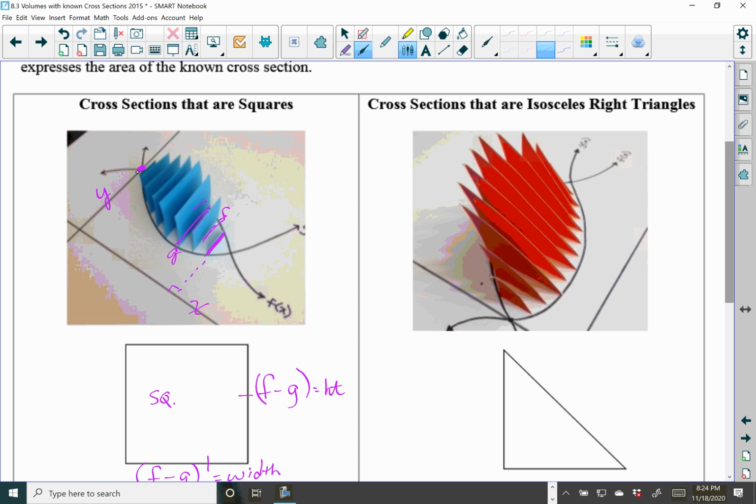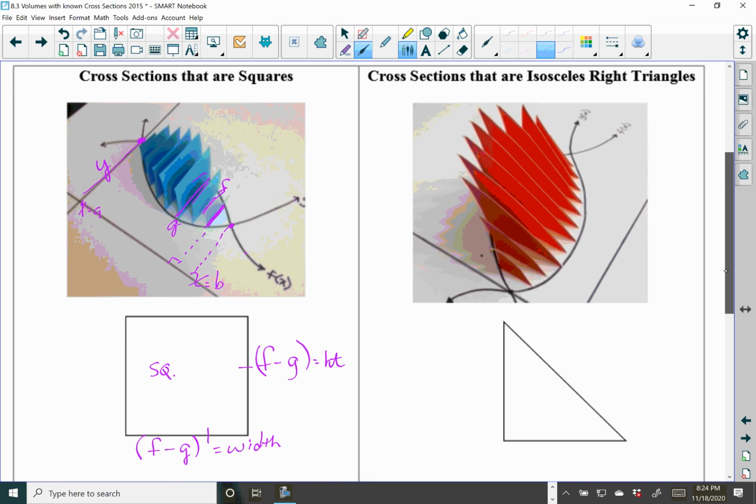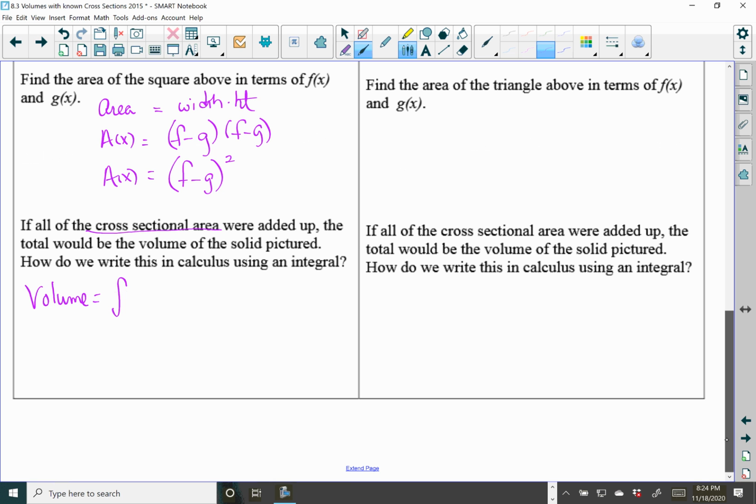I'm going to call this x equals a. I see it's really 0 there, but I'm just going to say let it be a, let this be b, so that we have our beginning and our ending point. So from a to b of the A of x dx.